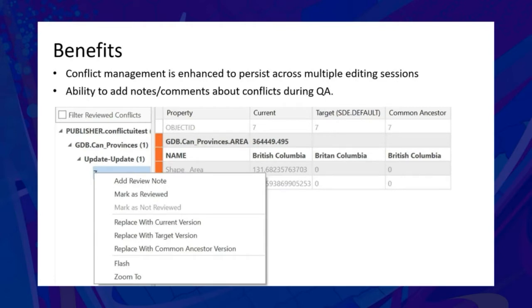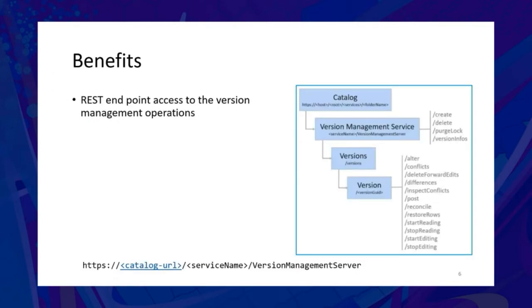Conflict resolution can occur over multiple sessions. You can also add notes or comments, mark a conflict as reviewed during the QA process. The REST endpoint has different methods that can be used to perform versioning operations. Eric will go in depth on these and also provide code snippets on how these can be used.